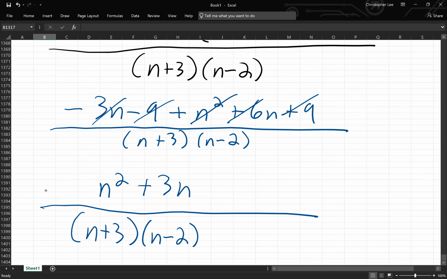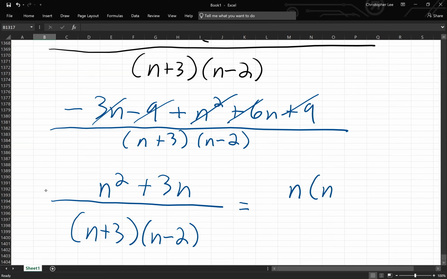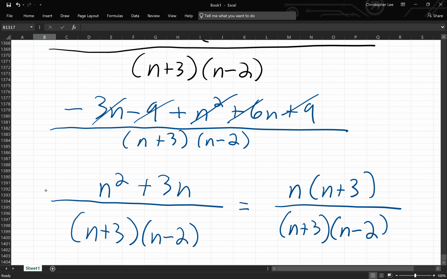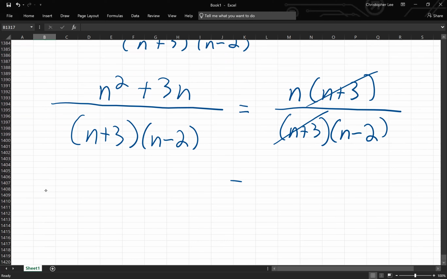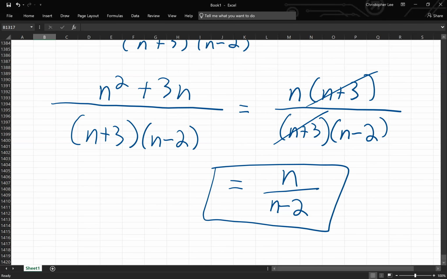Now I'm going to factor the greatest common factor in the numerator. Let me just make this a little bit shorter. That's going to give me n times n plus 3, all divided by n plus 3 times n minus 2. I notice that they have a common factor, the n plus 3, so I'm going to cancel that out. My final answer for this is n divided by n minus 2. And then that's it.